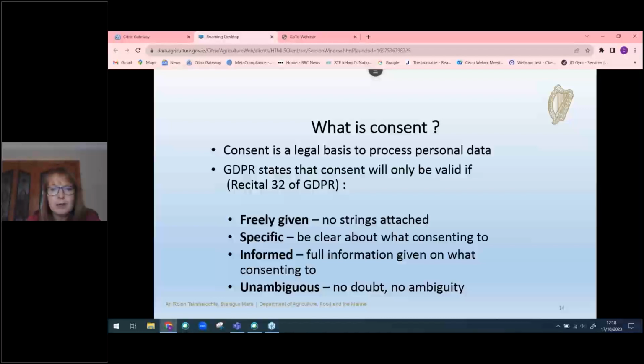It must be specific. You must be very clear about what you're asking them to consent to. No ambiguity, no fuzzy language. They need to be fully informed about what they are consenting to. So they should be told the full story about what will happen if they say yes to this. And it should be unambiguous. Again, very clear, no ambiguity. They need to be clear what they are giving consent to.